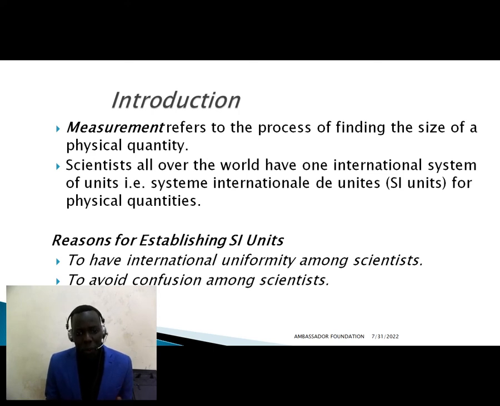The reason why SI units were established is to avoid confusion among scientists, and to have international uniformity among scientists. You can imagine if scientists from each country and each continent were using different units, there would be confusion all over. So the SI unit is there to avoid the confusion, and to bring uniformity amongst scientists. You are a scientist, I am a scientist. We are united by the SI unit.